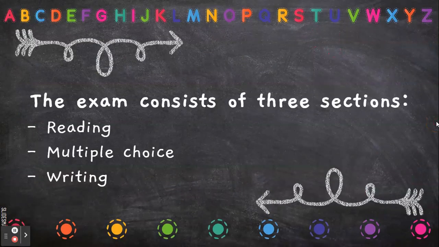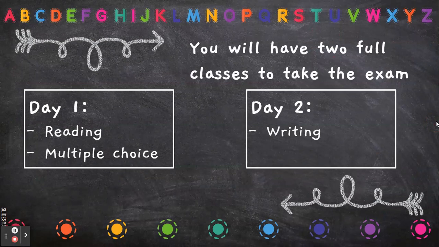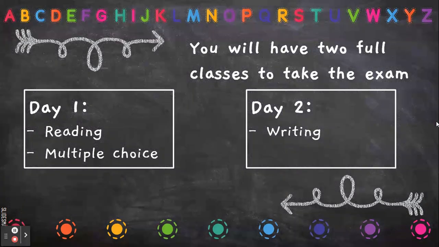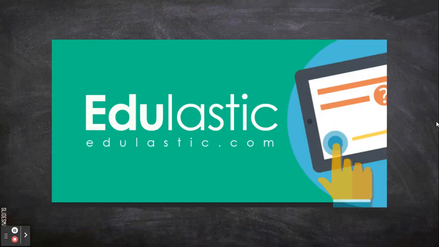So the test will have 3 sections: reading, multiple choice, and writing. You'll have 2 full classes to take the exam. Day 1 is for the reading and the multiple choice. Day 2 is for the writing and any leftover time to review your work. You'll take the test on Edulastic, which is a platform you should know about.